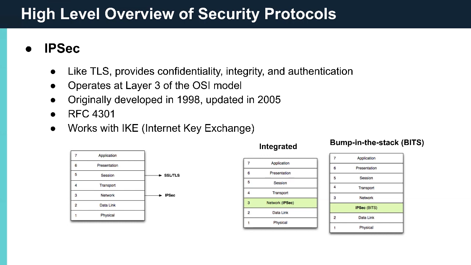So you can see on the little diagram on the left here, SSL and TLS is more up at the session level above the transport layer, whereas IPsec is down kind of at the network level. It can either be integrated, where it's inside of the stack itself, or it can be what they call a bump in the stack, or bits, where it's inserted in between two layers.